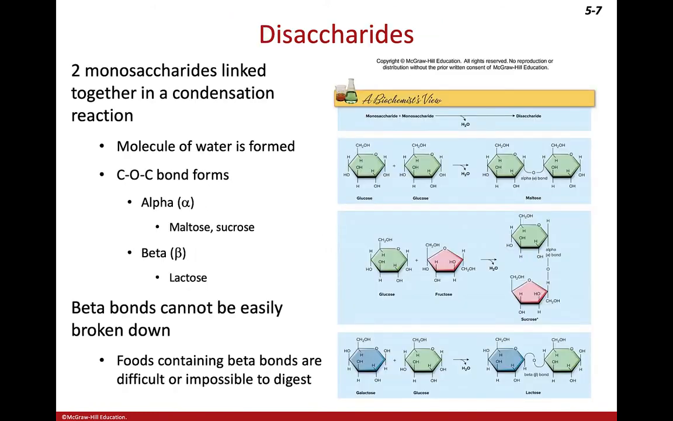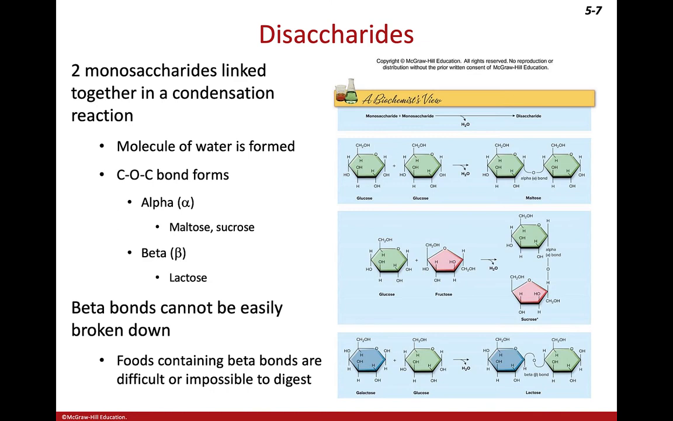Now, disaccharides are two monosaccharides linked together. This occurs through a condensation reaction, and generally water is formed when the carbon to oxygen to carbon bond is created. Now, these bonds exist in two different types. We have alpha and beta. Alpha bonds are going to be found in maltose and sucrose, and beta bonds are going to be found in lactose. We'll talk a little bit more about these beta bonds.